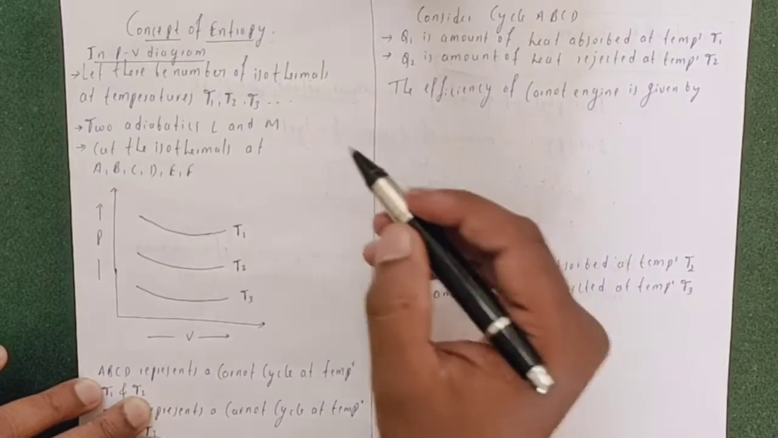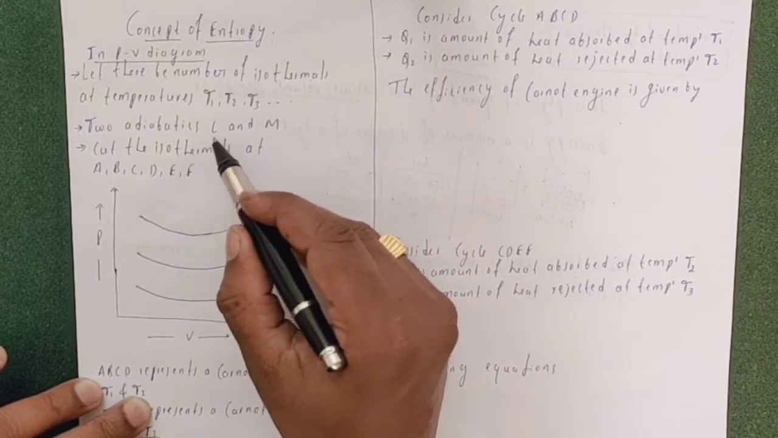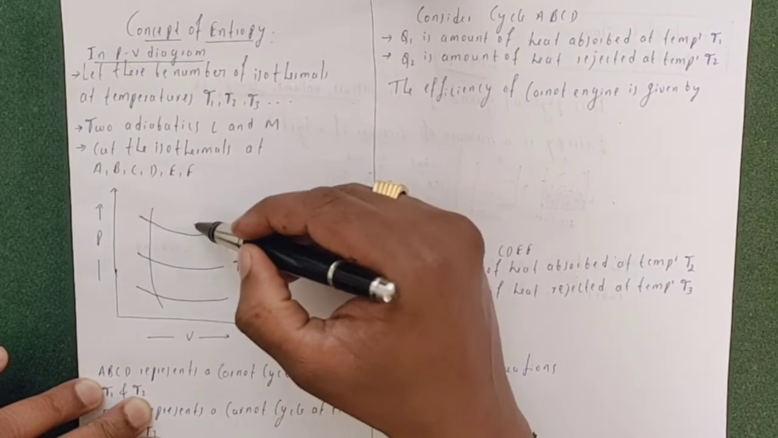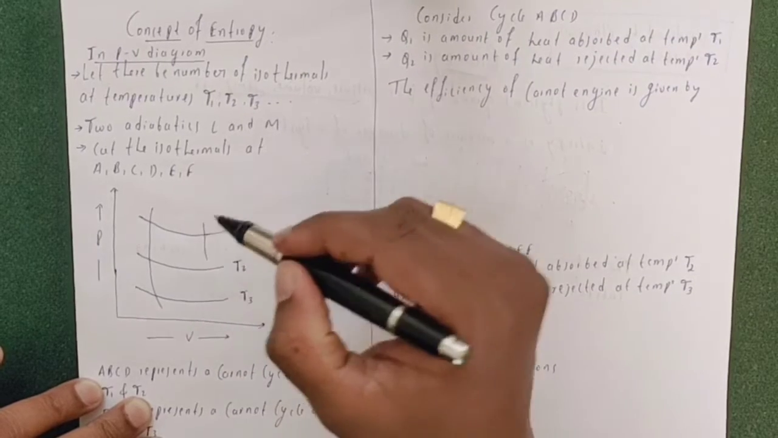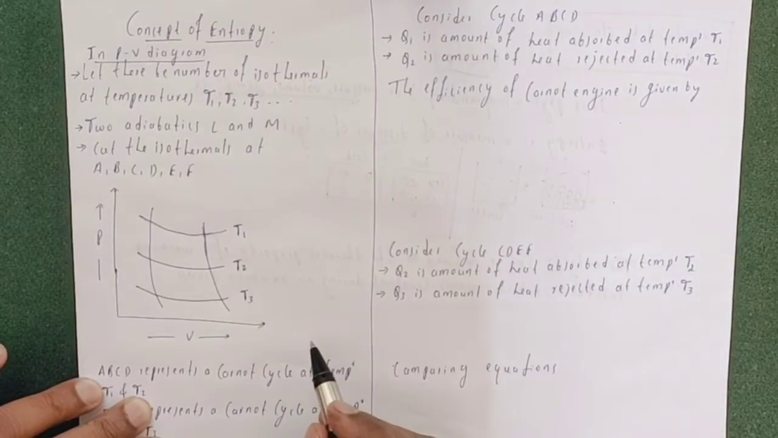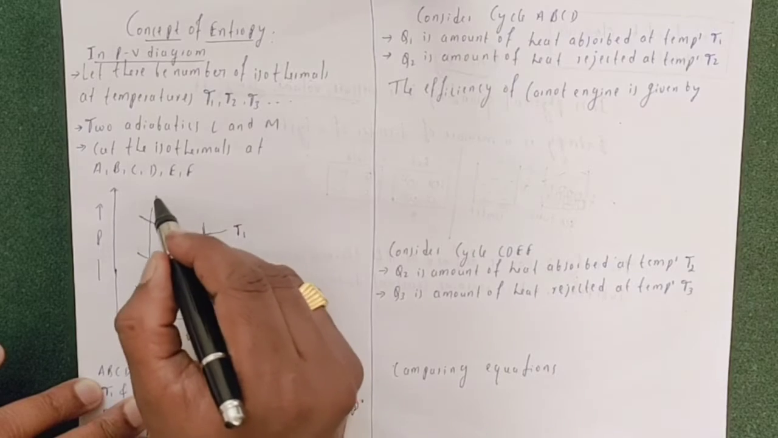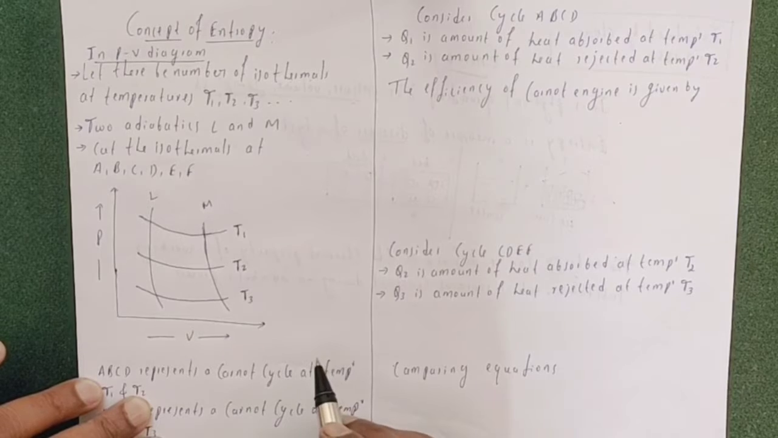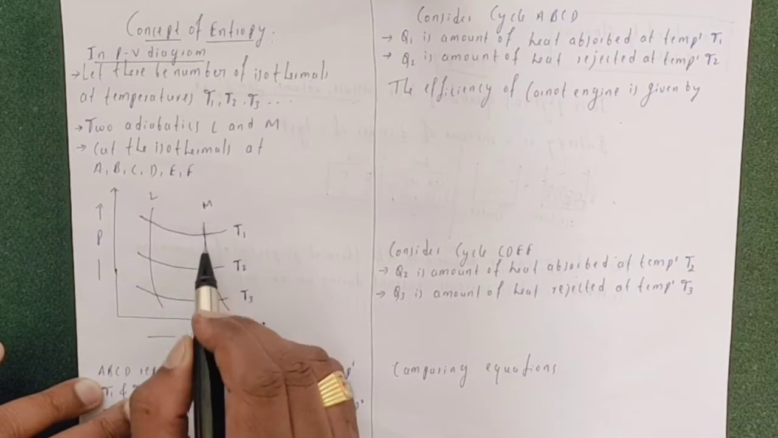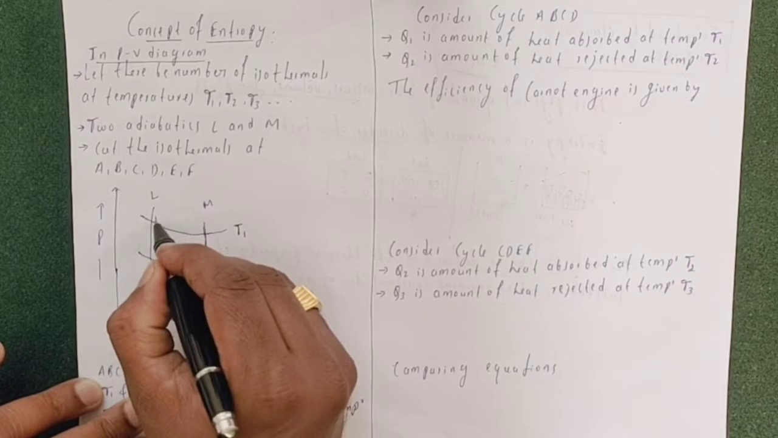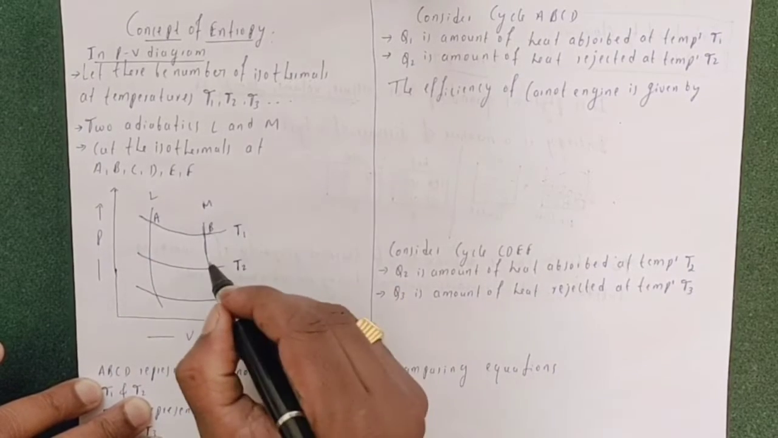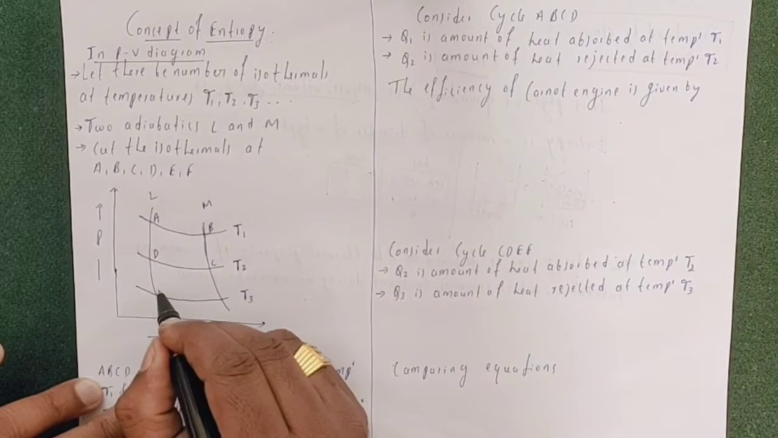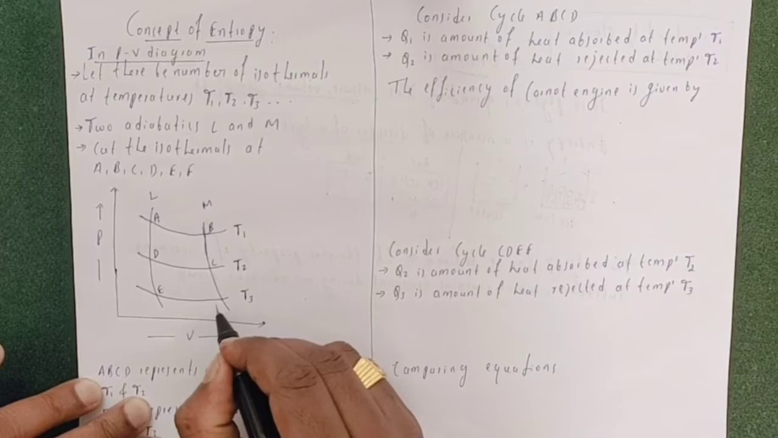And also here I am going to consider two adiabatic processes. Here I am going to draw the first adiabatic process and this is the second adiabatic process, and I am going to denote these adiabatic processes by L and M. And also let us denote these points. I am going to denote this point by A, B, C, D, and this point by E, F.